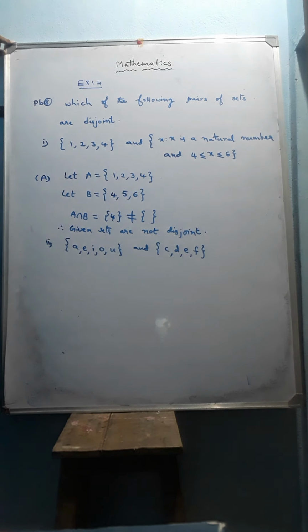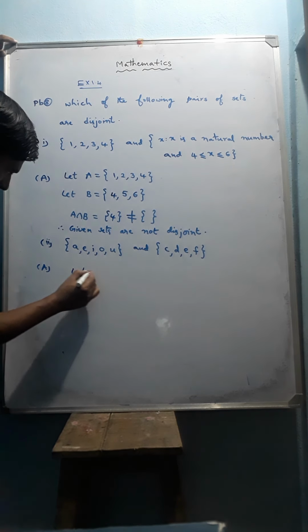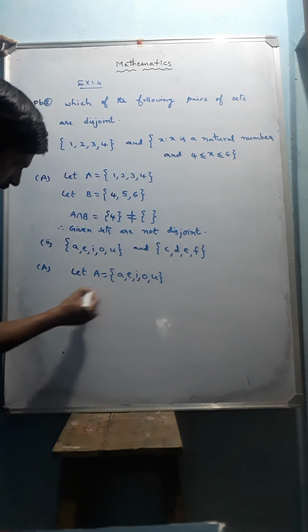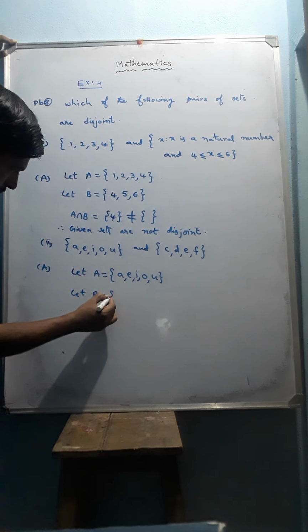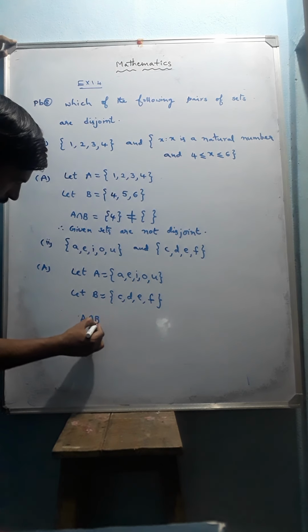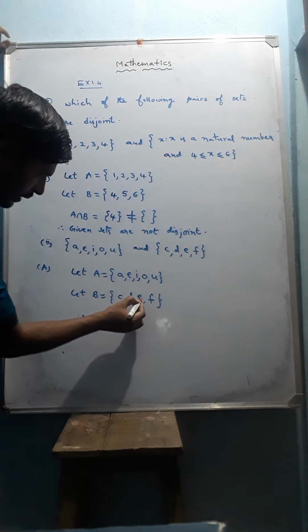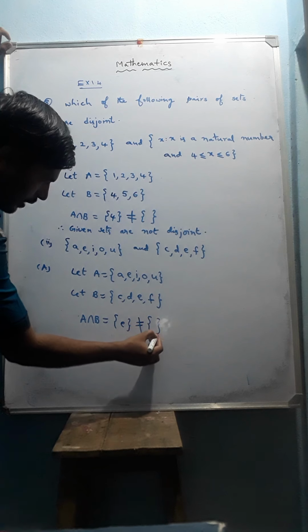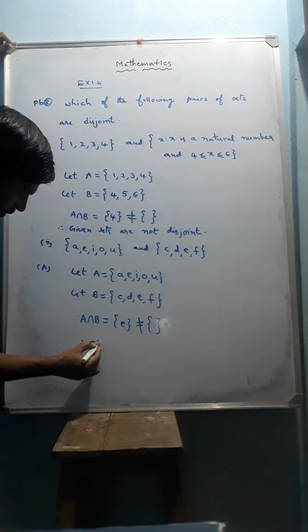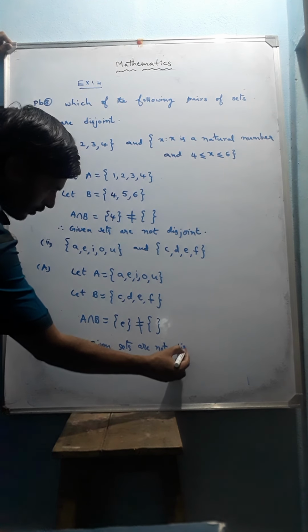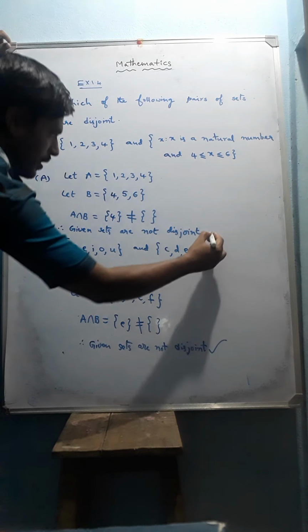Okay. Next, problem number 2. So answer. First set you have to assume A. So let A is equal to set of A comma E comma I comma O comma U. Second set you can assume B set. So C comma D comma E comma F. Find out A intersection B. So is there any common? Yes, common element E is there. So you can get E. So it is not equal to null set. Therefore, given sets are not disjoint. Okay, write down fast.